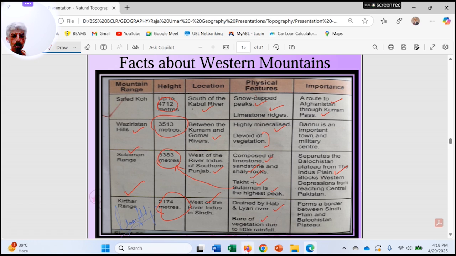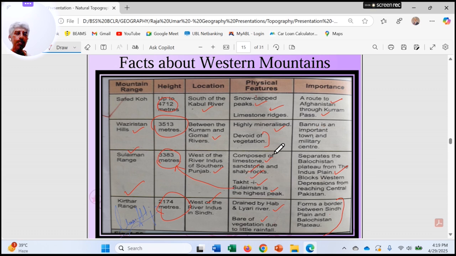Bare of vegetation due to little rainfall. This is a really very dry, rocky, hard-surfaced area, and there is very little chance of rainfall in that region. That's why the mountain range does not have any vegetation over there. Forms a border between Sindh Plain and Balochistan Plateau. Already told that this is the bordering range between Balochistan and Sindh provinces. So these all are the facts related to the area.